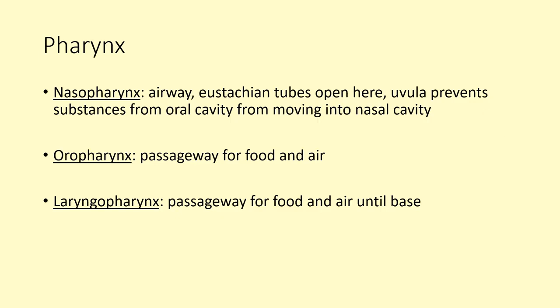The pharynx is divided into three parts. You have the nasal pharynx, the oropharynx, and the laryngeal pharynx. The nasal pharynx is the uppermost, most superior portion. It serves as an airway only. As I just said, the eustachian tube is there.